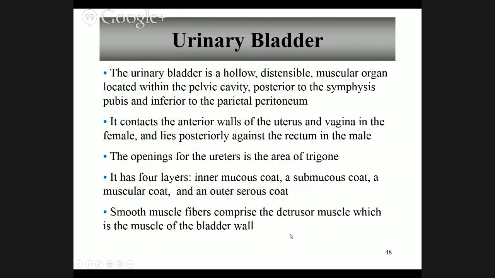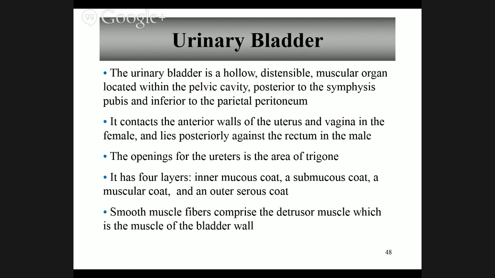The urinary bladder is hollow and distensible, which means it can inflate. It's a muscular organ located within the pelvic cavity, posterior to the symphysis pubis and inferior to the parietal peritoneum. It contacts the interior walls of the uterus and vagina in the female and lies posterior against the rectum in the male. The opening for the ureters is the area of the trigone.